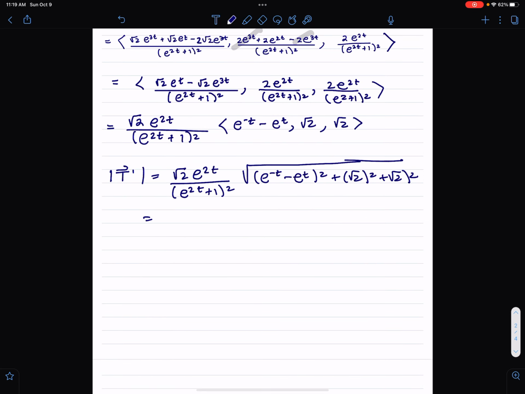Okay, square root of 2 e to the 2t, e to the 2t plus 1 squared. Oh my gosh. Now I expand this. E to the negative t squared is e to the negative 2t. I multiply minus 2 e to the negative t, e to the t, plus e to the t squared, which makes e to the 2t. Square root of 2 squared is 2, so I have 2.